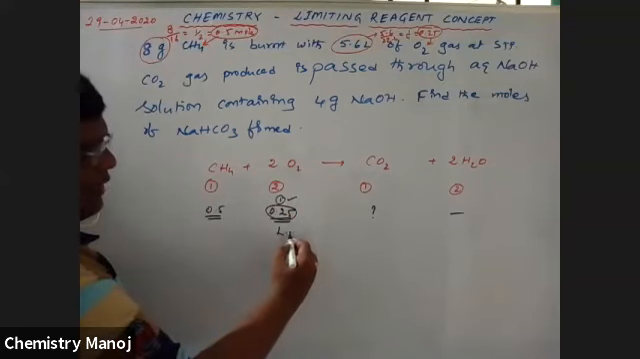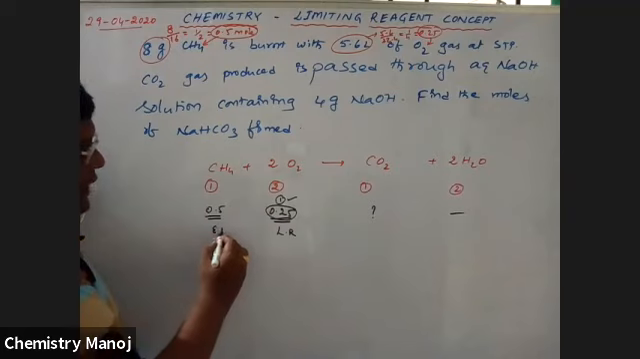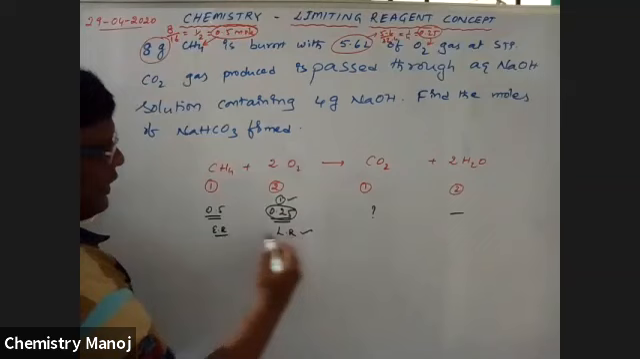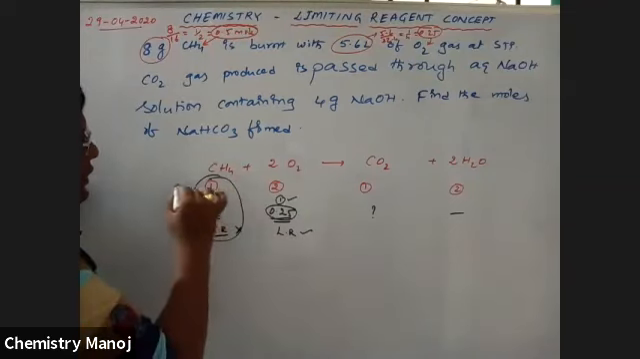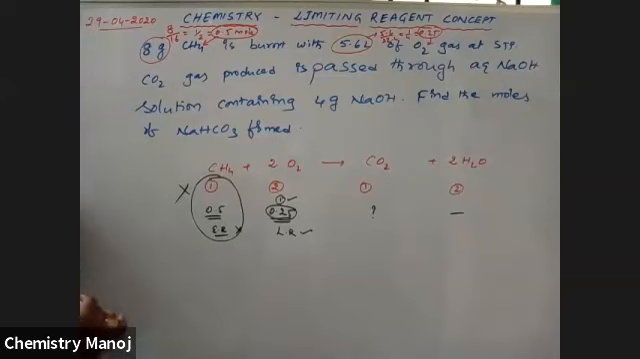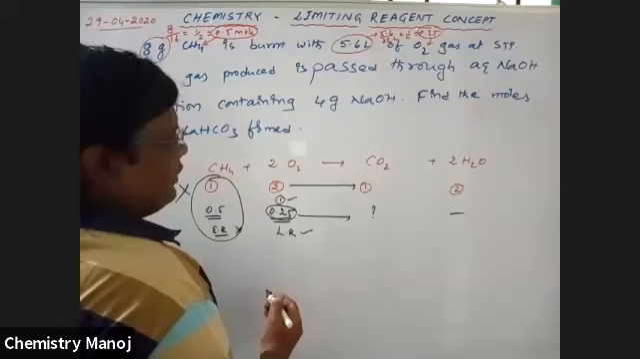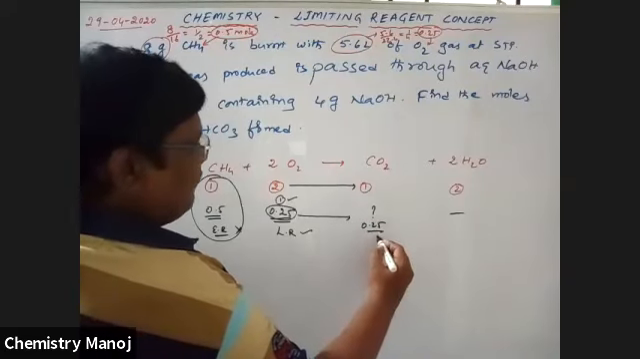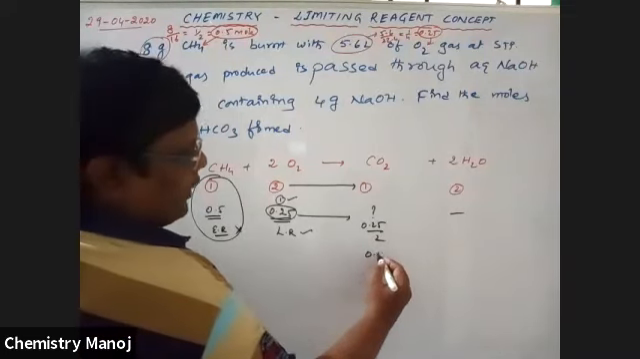Now it is the limiting reagent, less than required. Automatically, the other should be the excess reagent. Now the calculation is based on the limiting reagent, not on the excess reagent. So that is why we neglect this; there is no need of this one. Now 2 moles gives 1 mole, so 0.25 moles releases 0.25 by 2.